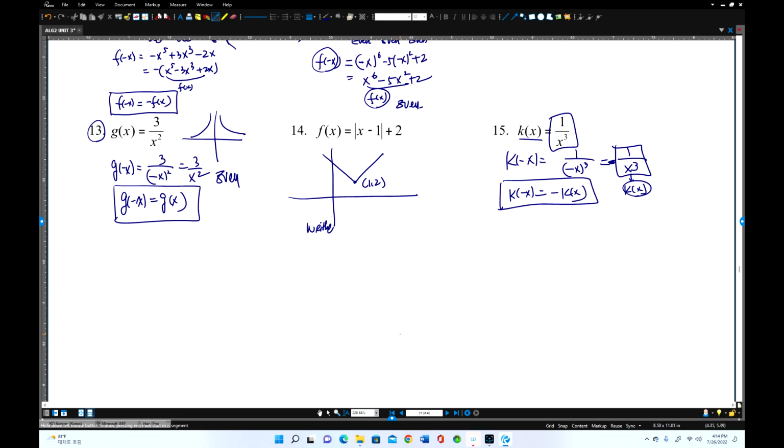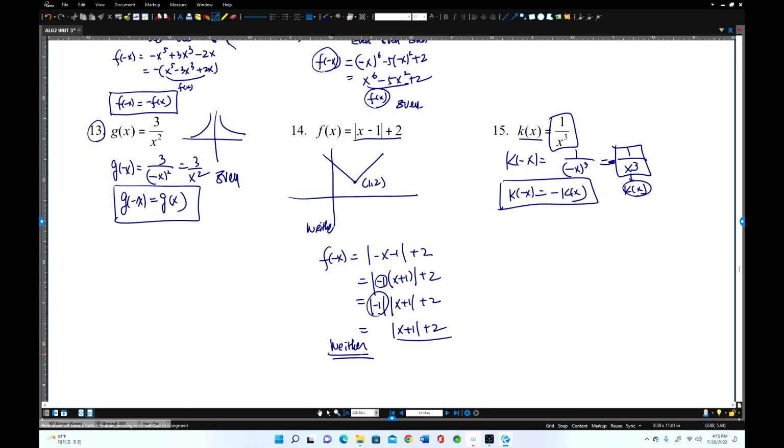Or you can prove this algebraically. Put in negative x. Negative x minus 1 plus 2. This is a negative 1 times x plus 1. This negative will move separately. Negative 1 absolute value and x plus 1, plus 2. This is absolute value of a negative, but still positive. So this is absolute value of x plus 1, plus 2. Is this equal to f of x? No, that is not f of x. F of x is x minus 1. This is x plus 1. That is not f of x. They are different.